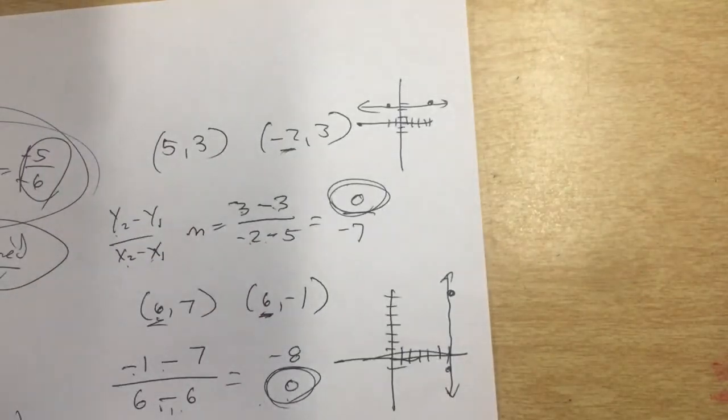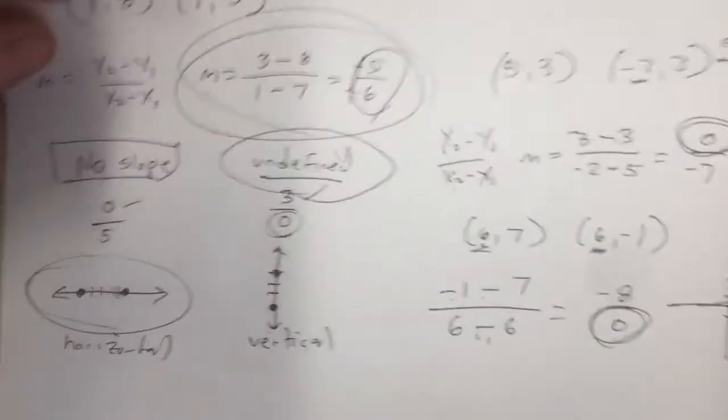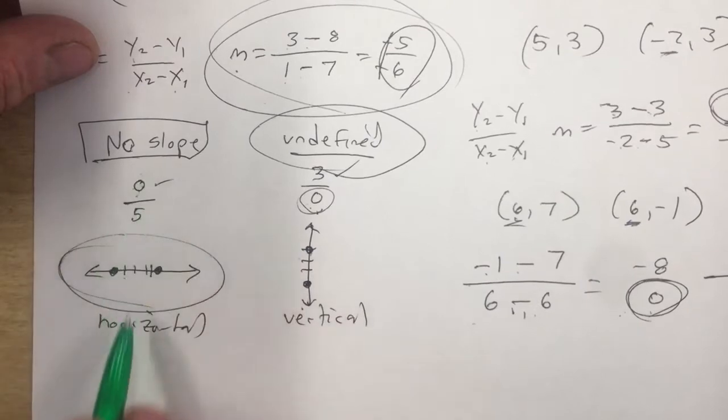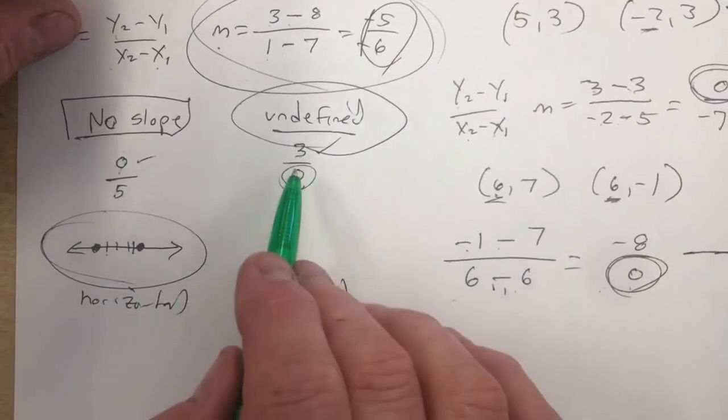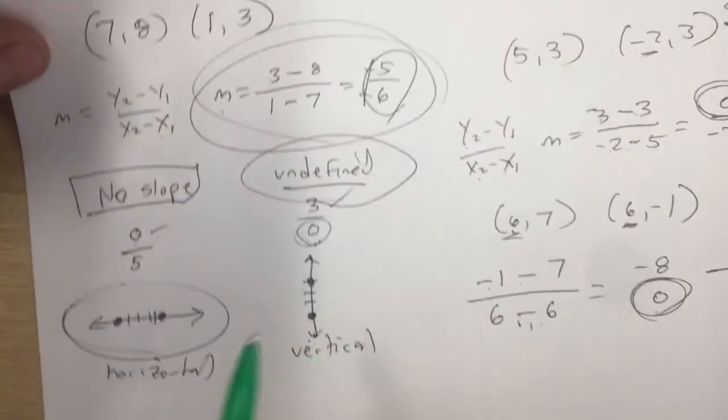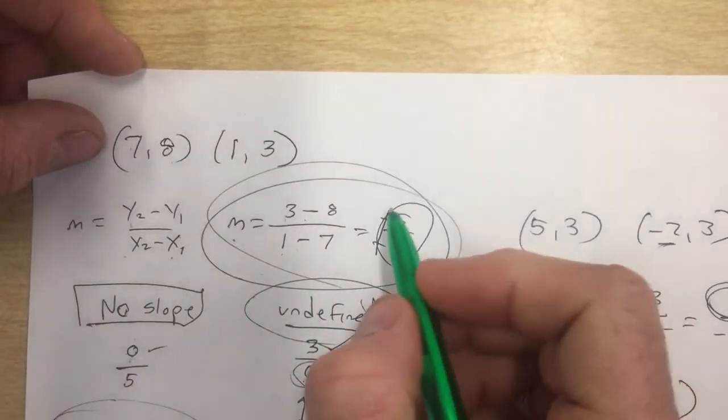So that's some things to remember when you find the slope of lines. You've got those two special kinds. If you end up with a 0 on the top, it's no slope, which is horizontal. Or if you have 0 on the bottom, that's undefined, which is vertical. Okay? Otherwise, this is your slope.